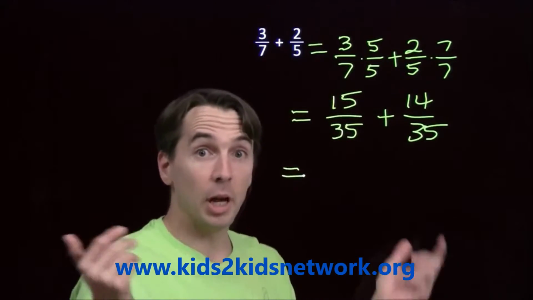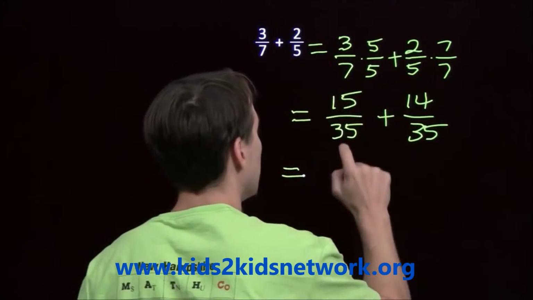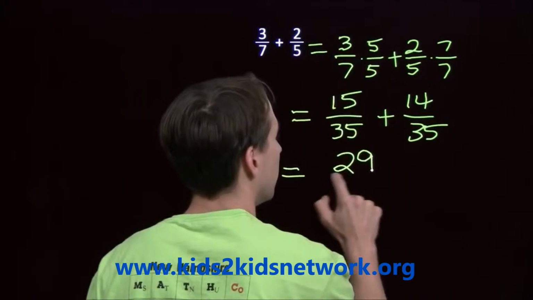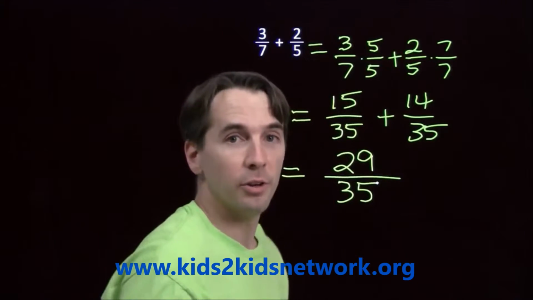And now that we have a common denominator, these denominators are the same, we know how to add them. We add two numbers with the same denominator by just adding their numerators. And we get 29 over 35.